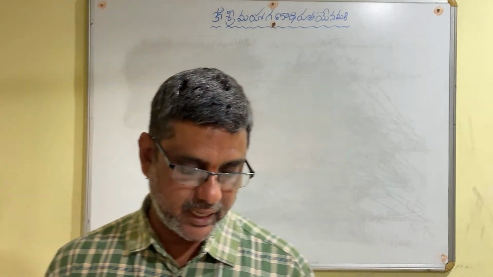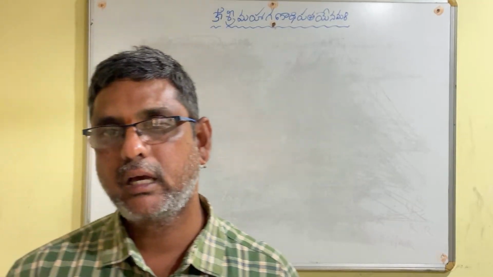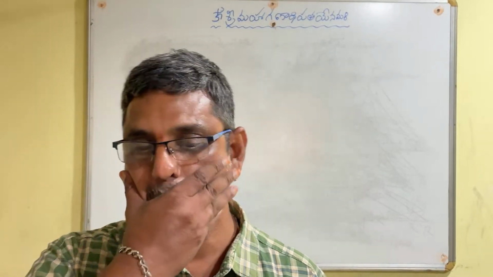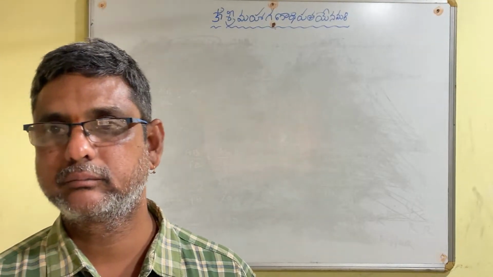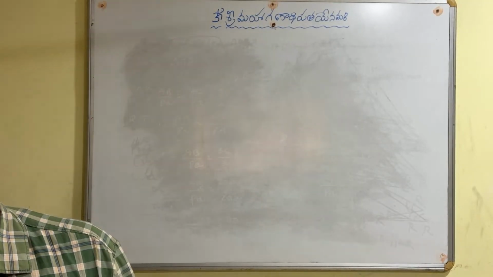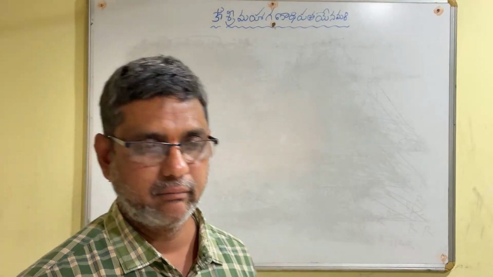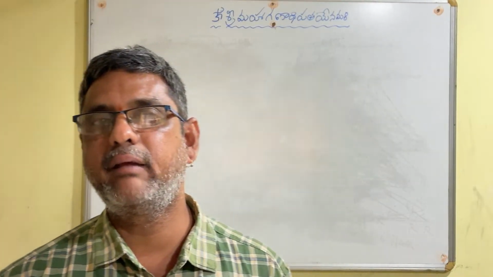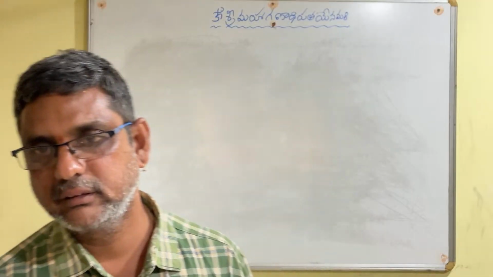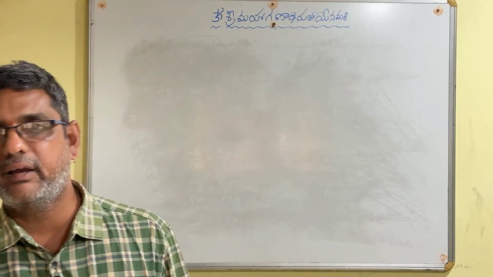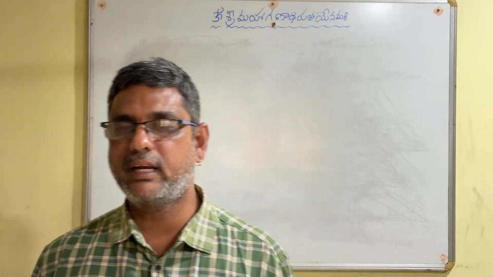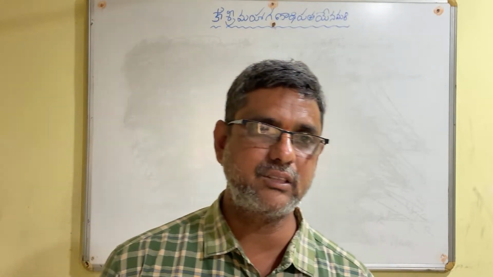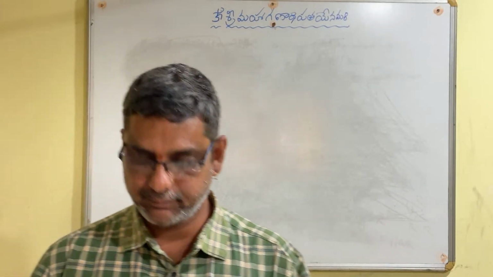How many tangents can a circle have? Anyone? Infinity. Very good. As I told you in the morning, at every point on the circle we can draw a tangent. Since the circle has an infinite number of points on it, we can draw an infinite number of tangents to a circle. So the answer is infinite.